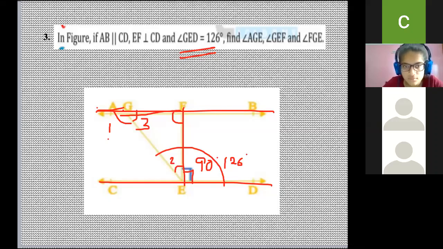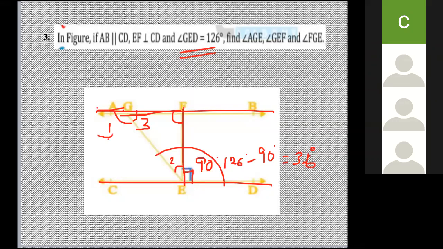I think to find angle 2 it is very easy, or angle 1. Anyone? Angle 2, 126 minus 90. Very good. Angle 2 is 126 minus 90, which gives 36 degrees. Why? Because the sum of these two angles is 126. In that, a part of the angle is 90. The other part will be 126 minus 90. Then the next one.